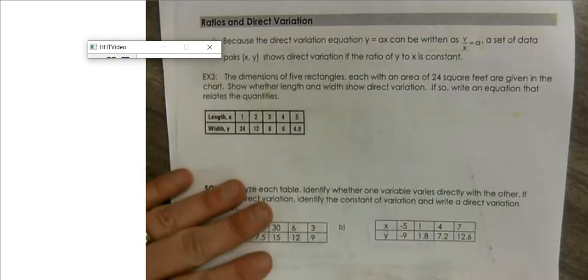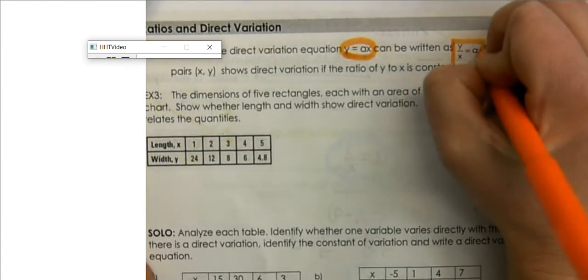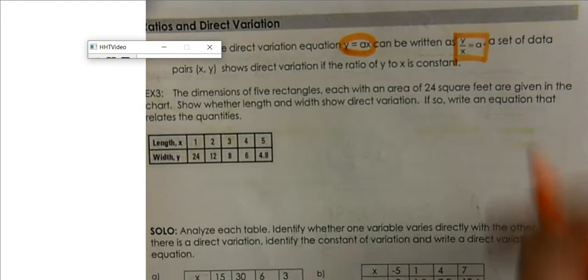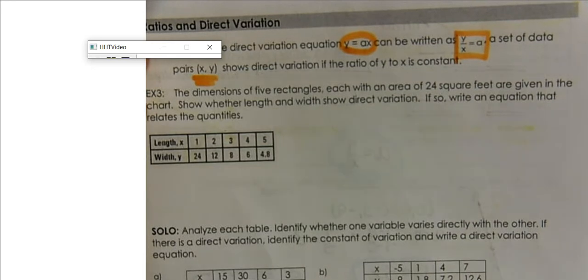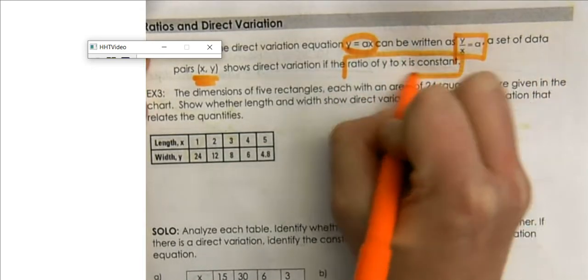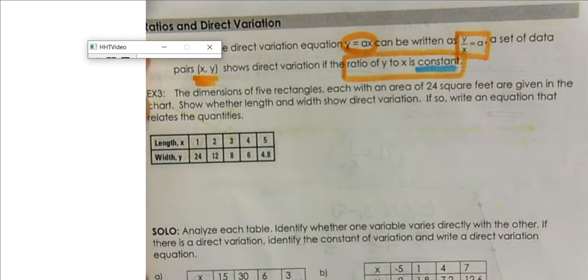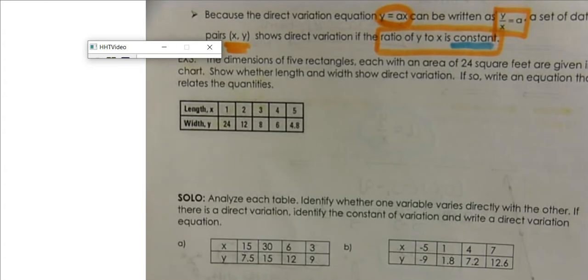So now what we're going to do is talk about tables. Because a direct variation equation, y equals a times x, can also be written as a equals y divided by x, that means that a set of data pairs, x, y, shows a direct variation if that ratio of y divided by x is constant. So if you see that every single time you check your ordered pairs, it becomes constant, then you have a direct variation.